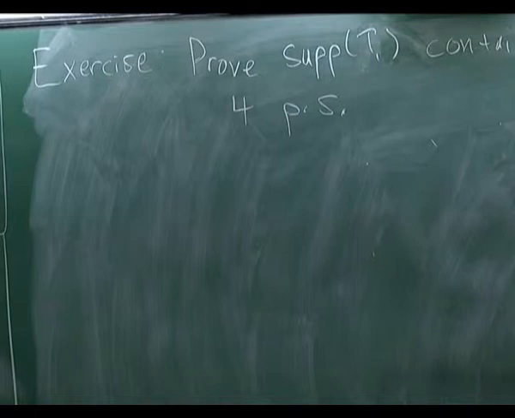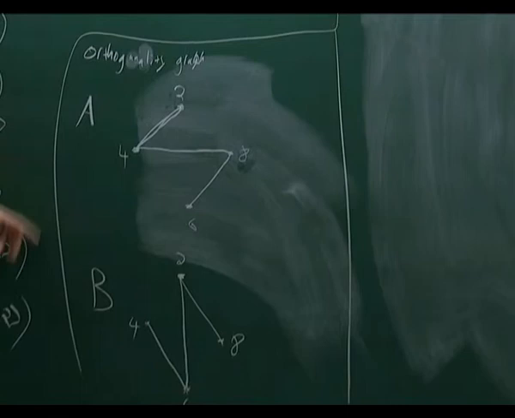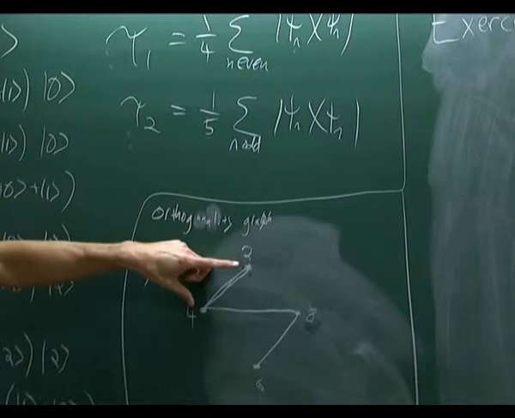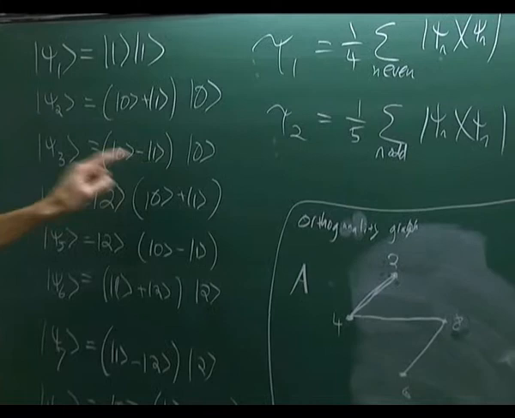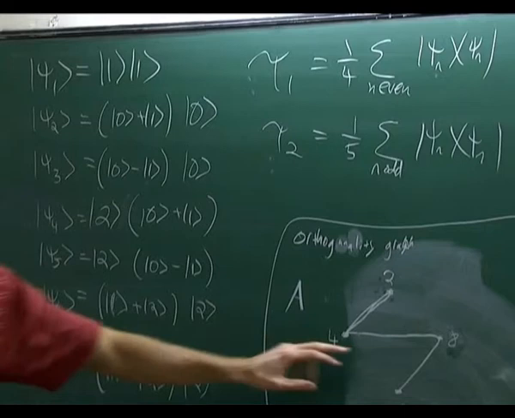So let's look at state 2, for instance. Bob is already orthogonal to 6 and 8, so he can't be extended any further into the orthogonal complement of the support of tau 1. Only Alice can. Alice only has room left. She can only jump to 0 minus 1, psi 3. For any other state, each party is orthogonal to two other states on their side, so they can't be extended any further.